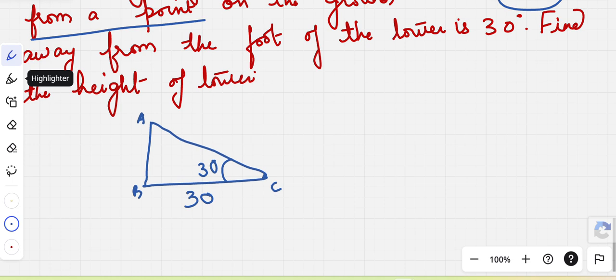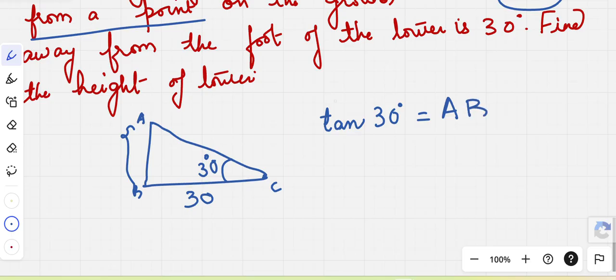Yeah, we have the angle, we have the base, and we are supposed to find the height of the tower, which is the opposite side, isn't it? Did you guys do it? I'm sure some people would have done it. Just make sure you write the steps.